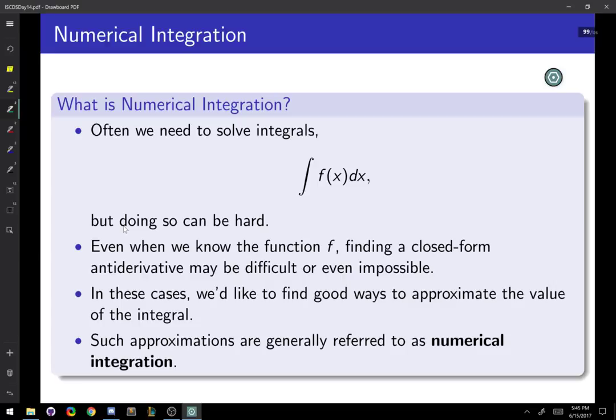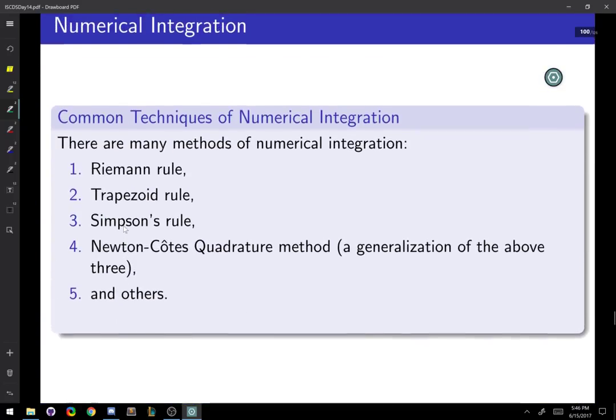So in these cases, we'd like to find good ways to approximate the value of the integral. Such approximations are generally referred to as numerical integration. If you take a numerical analysis course, you spend a couple weeks on this stuff. Maybe you recall this from Calc 2, maybe you don't. There are many methods. Everybody should know the Riemann rule, I'm hoping. That's just rectangles under a curve. Then there's the trapezoid rule, there's Simpson's rule, Newton-Cotes quadrature method, whatever that means.